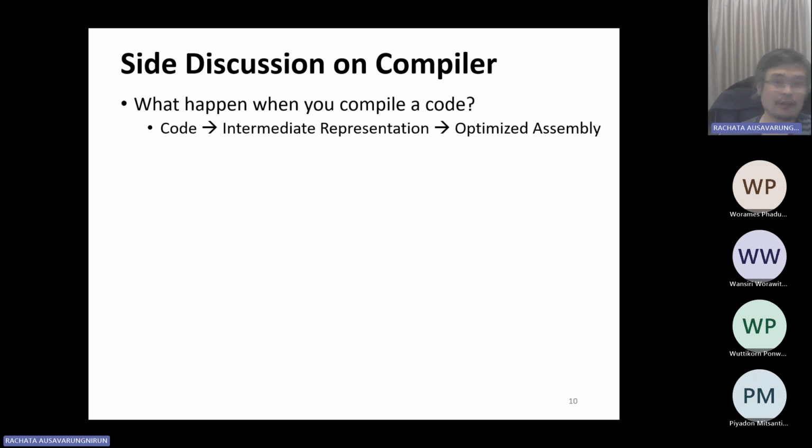You also have the compiler. Basically, the compiler compiles your code. You can have code, then it translates to an intermediate representation.